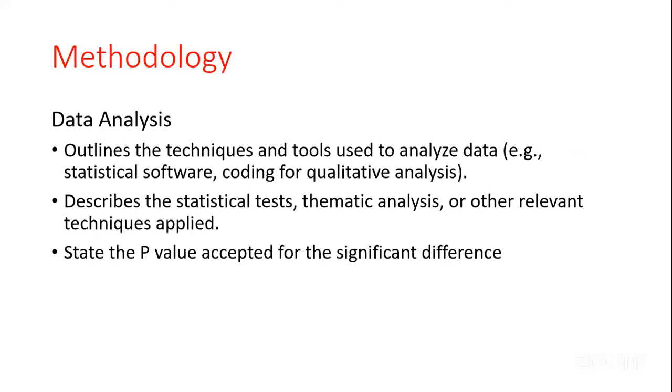So you set the level of significance, maybe 0.005, 0.05, and 0.01. You have to state the level of significance in the methodology. If you set your p-value at 0.05, any calculation that is less than 0.05 means it is significant. What you are looking for is significance. If it is greater than 0.05, that means it is not significant.